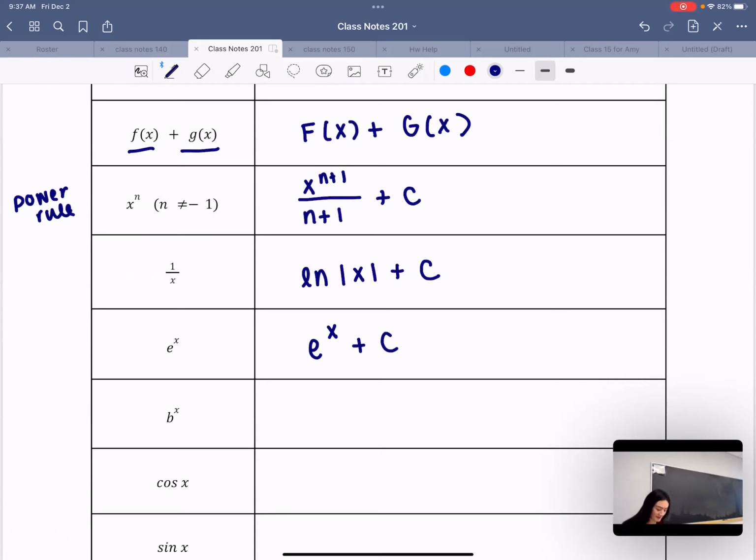Okay. The next one's kind of hard to think about. Let's say I wanted to find the antiderivative of b to the x. It's not b to the x. It has to do with b to the x, and it does have a plus c, but there's something we have to multiply b to the x by. When we did the derivative of b to the x, it did involve the natural log of b, and we multiplied it. What do you think we're going to do if we're finding the antiderivative? It's 1 over b, not 1 over x.